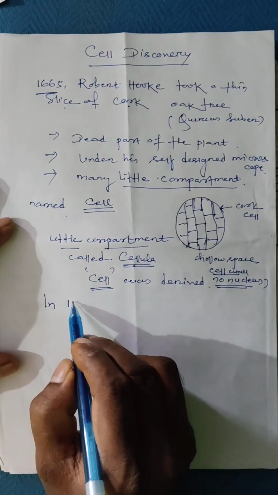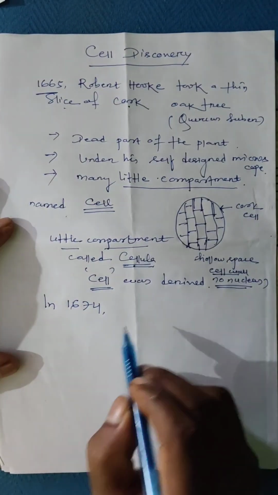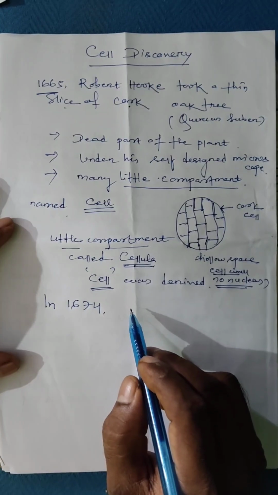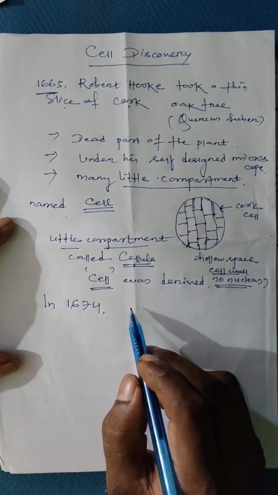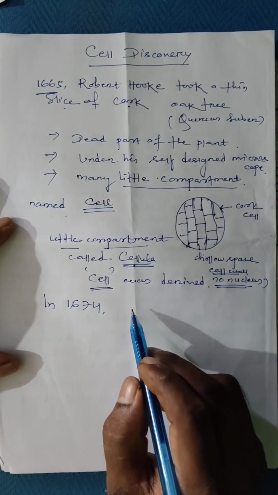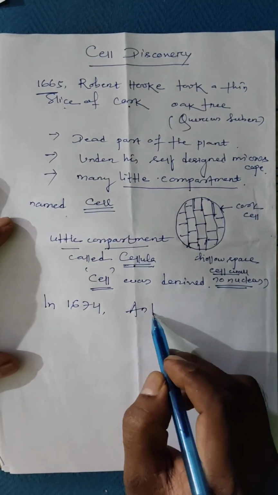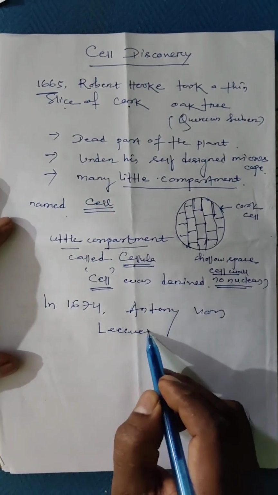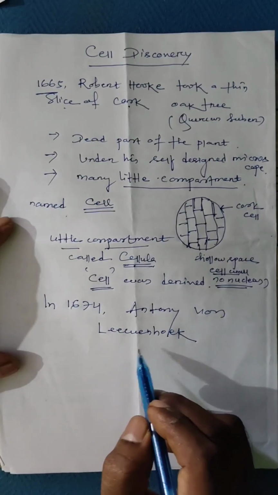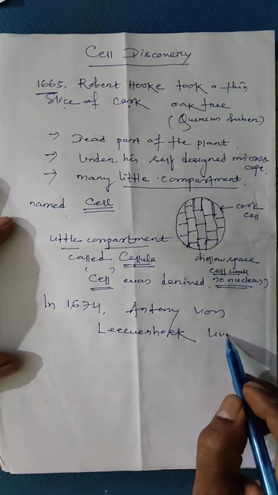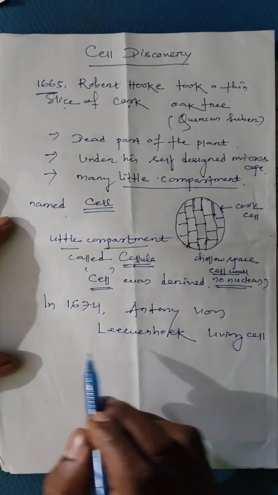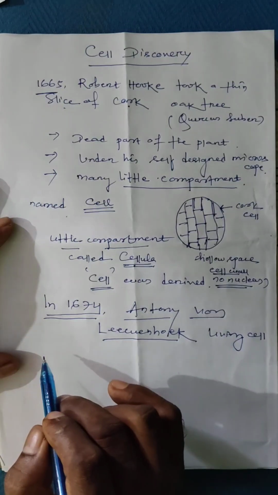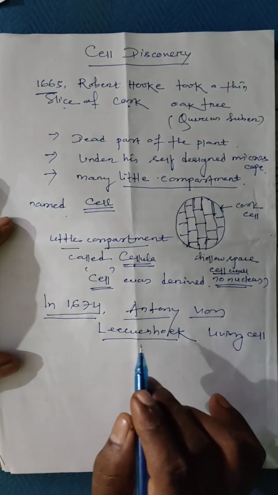So in 1674, a Dutch merchant, a Dutch scientist, whom we now call the father of microbiology, the most popular Antony von Leeuwenhoek, discovered the living cell. So who first discovered the living cell? Antony von Leeuwenhoek in the year 1674. So what type of cell did he discover?